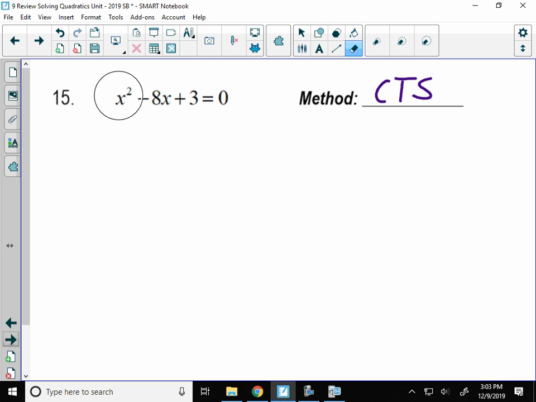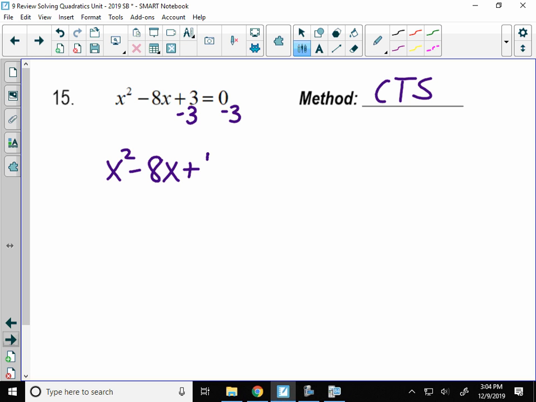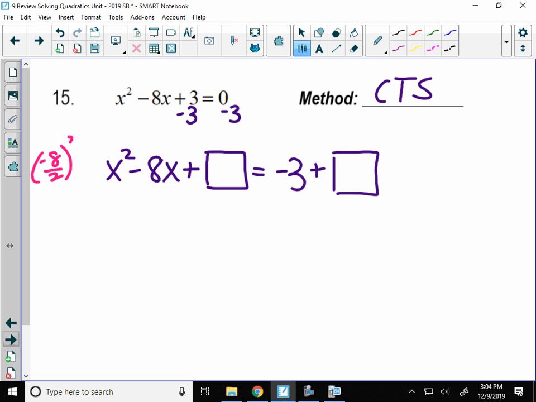Since it doesn't factor, you can always use quadratic formula or complete the square. There are just certain cases where one is easier than the other. And in this problem, I think complete the square will be much faster. So I'm going to start by subtracting 3. And then when I subtract the 3, I'm going to replace it with a box. And on the right, I'm also going to put a box. Now within that box, I have to take half of b and square it. So that'd be negative 4 squared, which is 16.